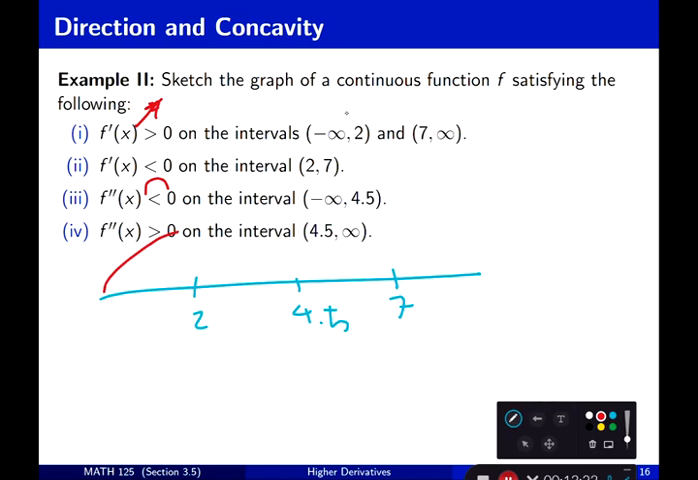And then between 2 and 4.5, it's going to be decreasing, but concavity is downward. So that shape. And then I know between 4.5 and 7, it's going to be concave up and decreasing. So like that. And I know that between 7 and infinity, it's going to be increasing and concave up. Now, if I connect these together, it looks like that. Does it always have to be connected? Sometimes, yes.